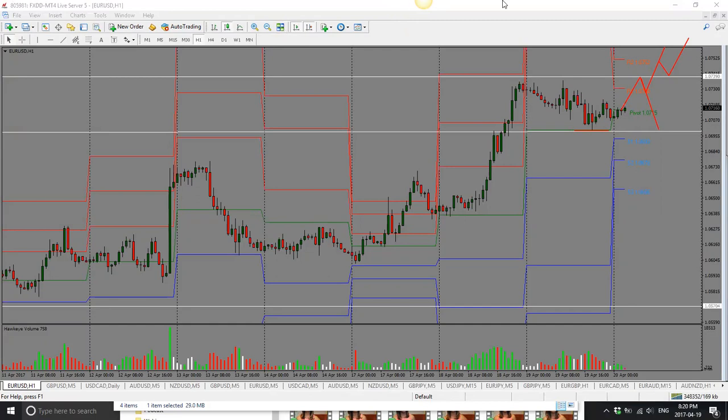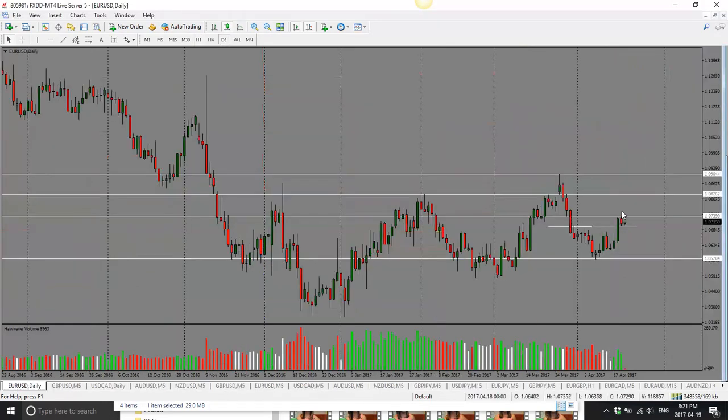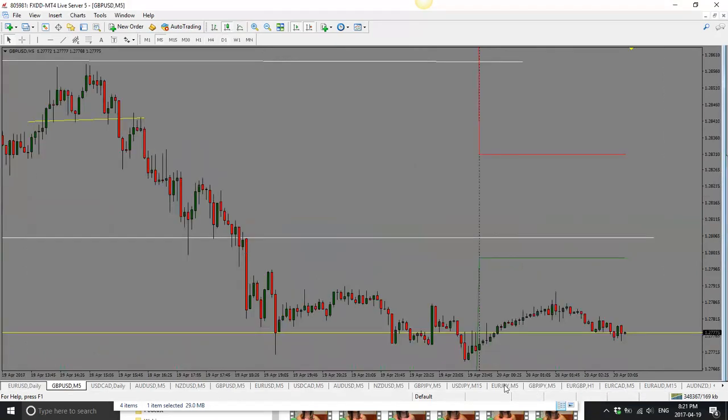In terms of bias, it would be to the upside. I am expecting a further move to the upside, more so than to the downside. So the bias is to the upside, and the next target would be 108.20. But do keep in mind that if for whatever reason price does fail at 107.40, then we could see a further move to the downside. So keep that in mind, but bias is to the upside.